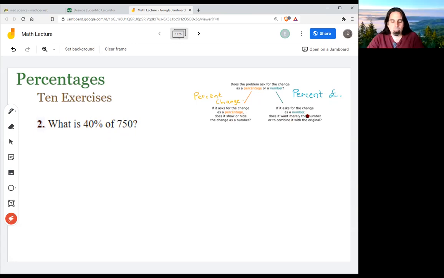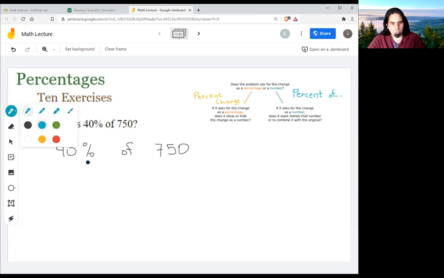And in both of them, sometimes we take the change and we combine it, or sometimes we take the change and sort of uncover it. So that's this bottom part here. What do we do with the change? So number 2 is a percent of, and what is 40% of 750? So I'm going to take the 40% and the of and the 750 and translate them.